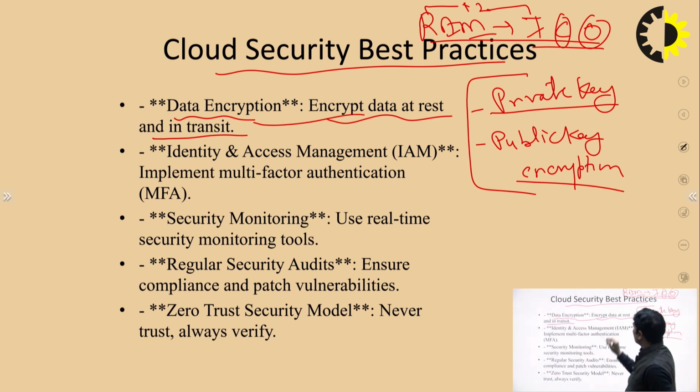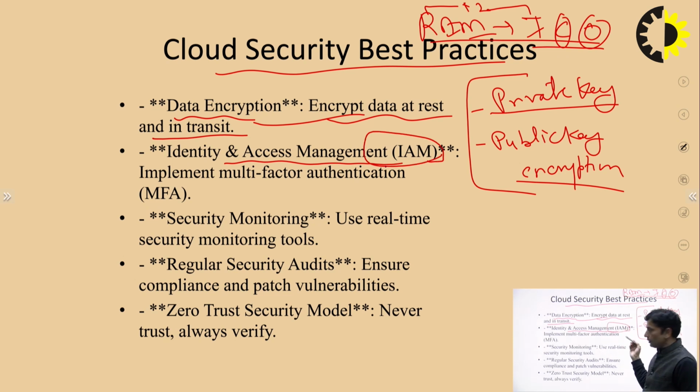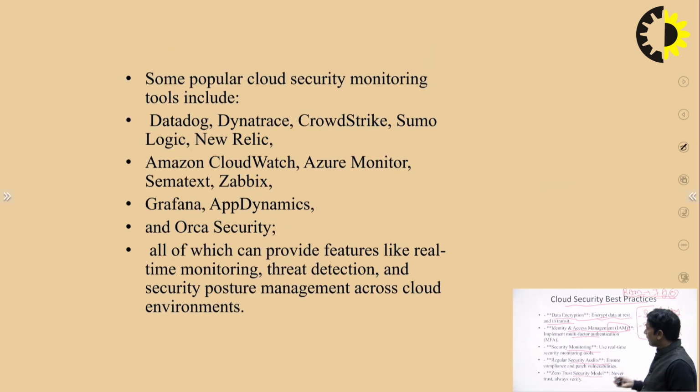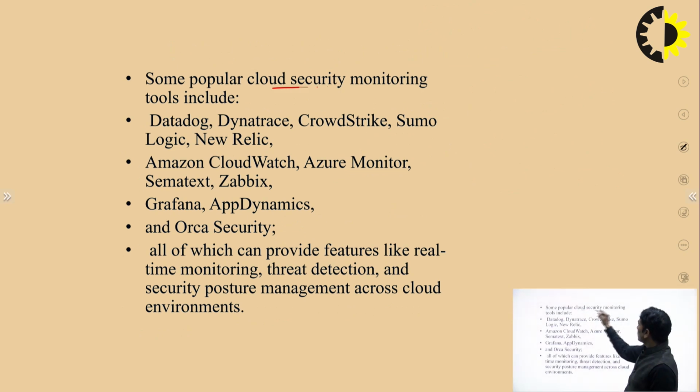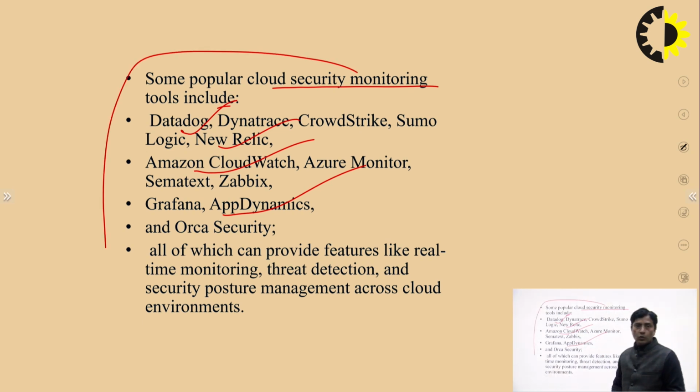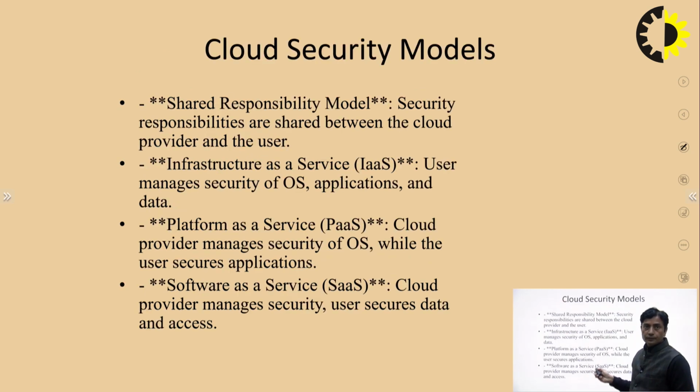So data encryption, and then identity access management, will be covered in the next lecture in detail. Security monitoring uses real-time security tools, regulatory audits, and zero trust security, that means don't trust anybody in the case of security. Some popular cloud security monitoring tools are Datadog, New Relic, Amazon CloudWatch, AppDynamics. These are very important tools that can be used for scanning or security monitoring.